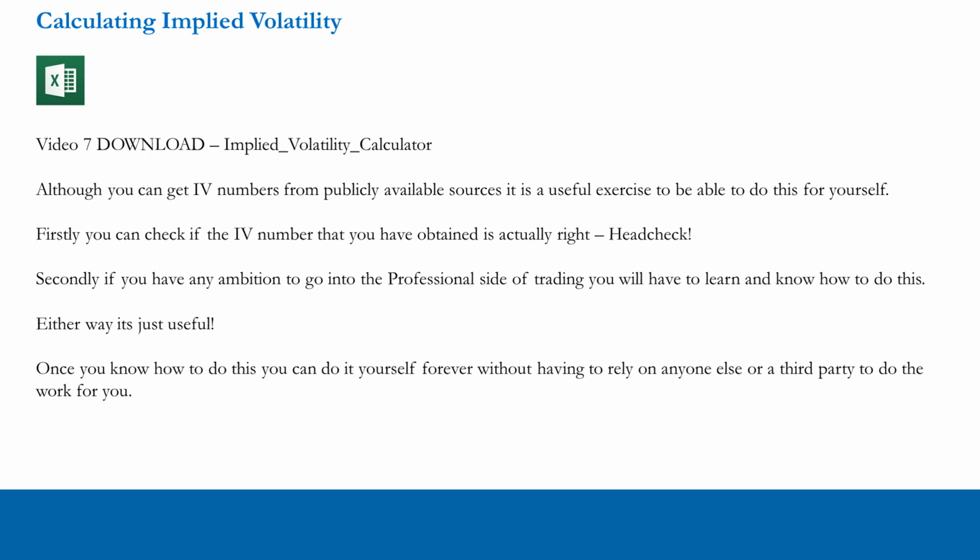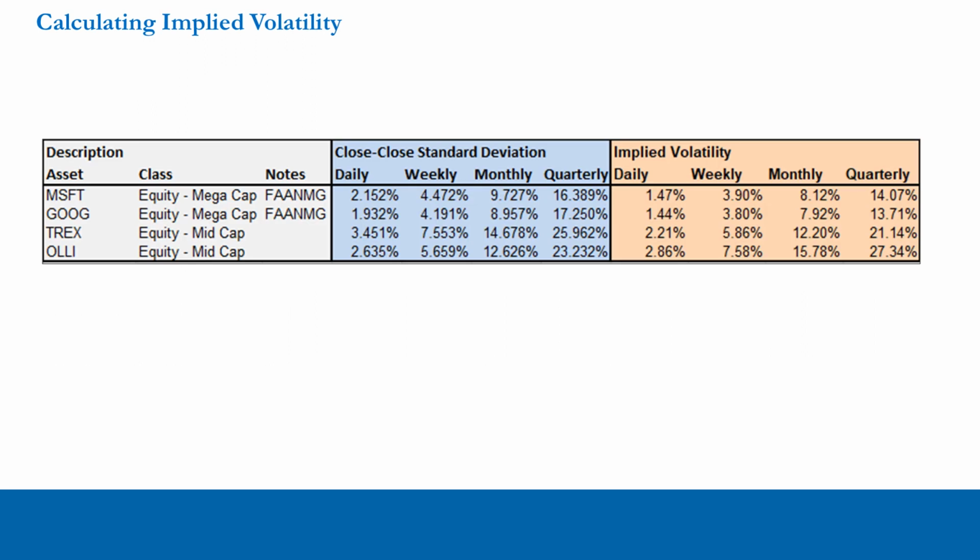You can do it yourself forever, and you won't have to rely on anyone else or any third party to do the work for you. Now, if you recall, Chris Quill went through a very useful exercise calculating implied volatility on some mega caps and some mid caps and comparing it to the close-to-close standard deviation data. He looked at Microsoft and Alphabet, Google for the mega cap examples, and for the mid cap examples looked at Trex and Ollie. And you can see it confirms our views again.